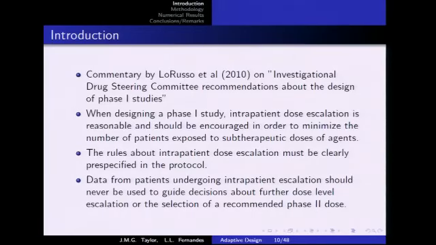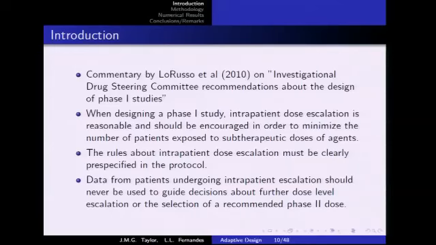About a year ago, I think it was from NCI or NIH, a steering committee gave recommendations about the design of phase 1 trials. And Pat LoRusso wrote a commentary, and these are quotes from her commentary. When designing a phase 1 trial, intra-patient dose escalation is reasonable and should be encouraged, and her thinking was to make sure patients have the opportunity to get at least some higher dose for some of their cycles. Make it a little more ethical, particularly for patients who are early on in a study.